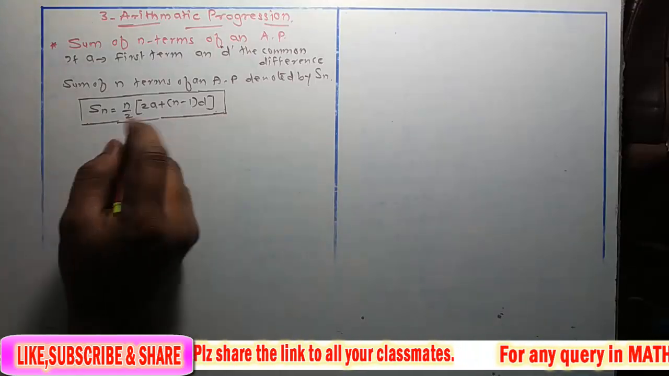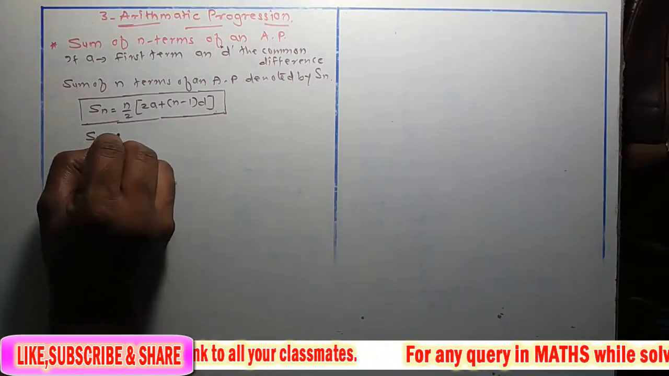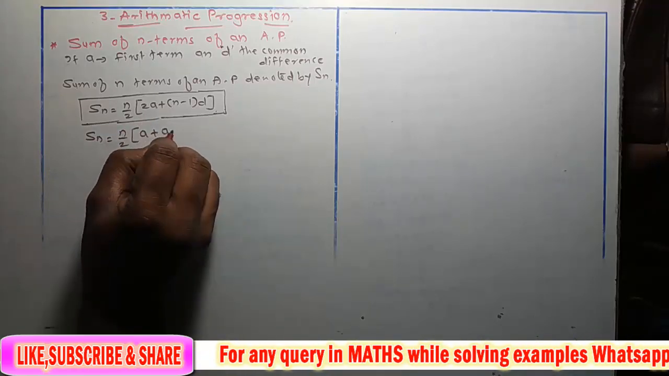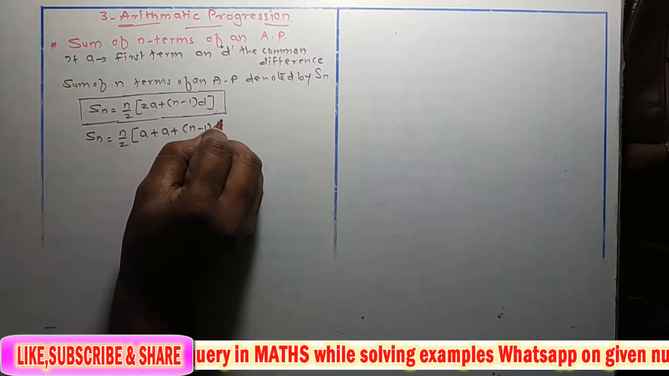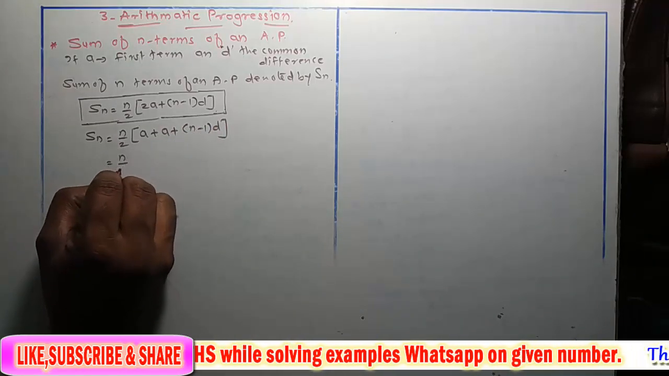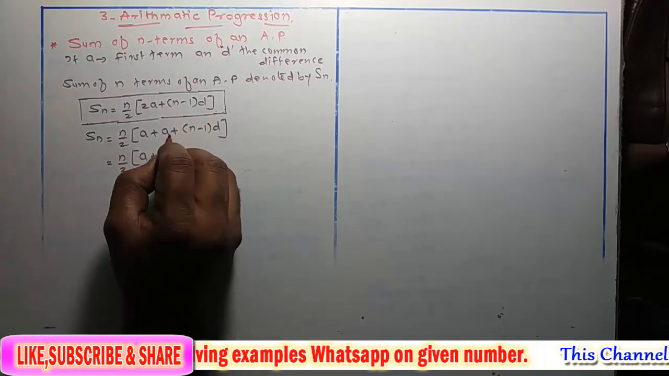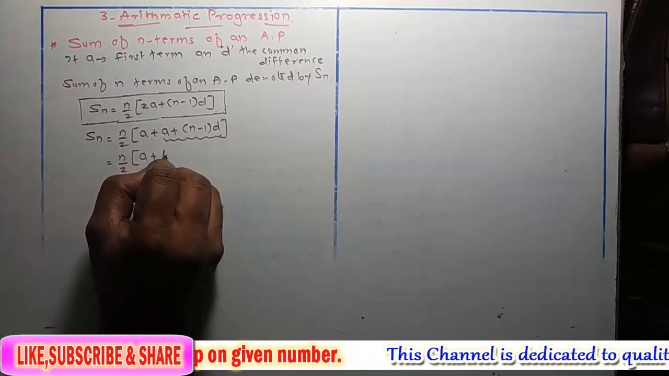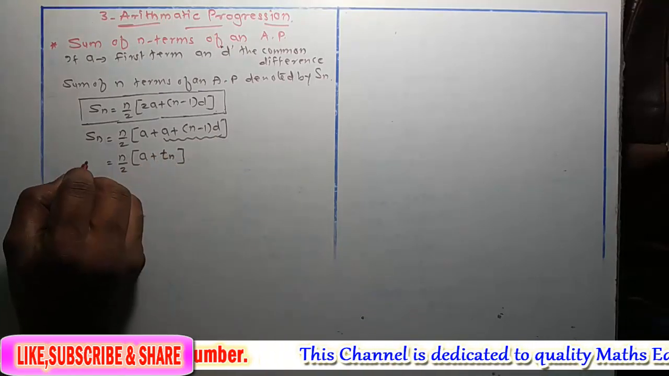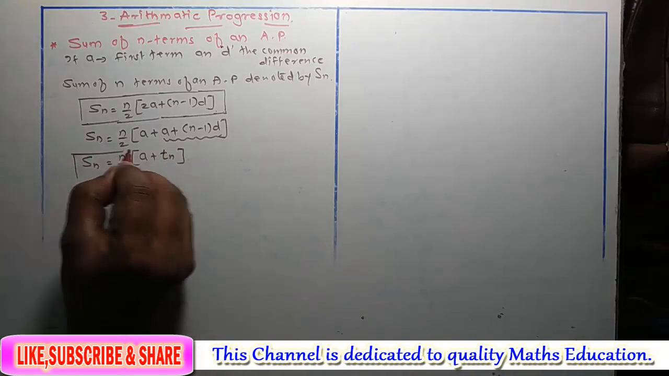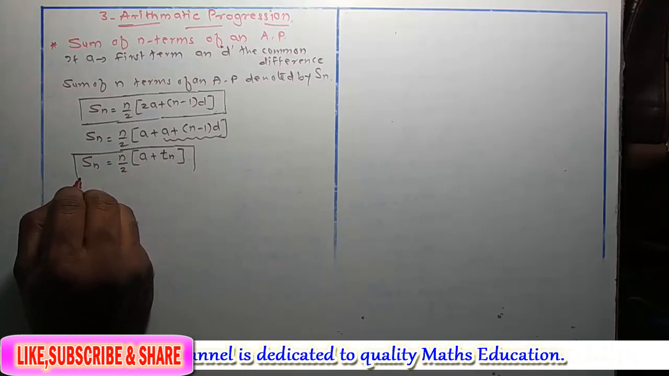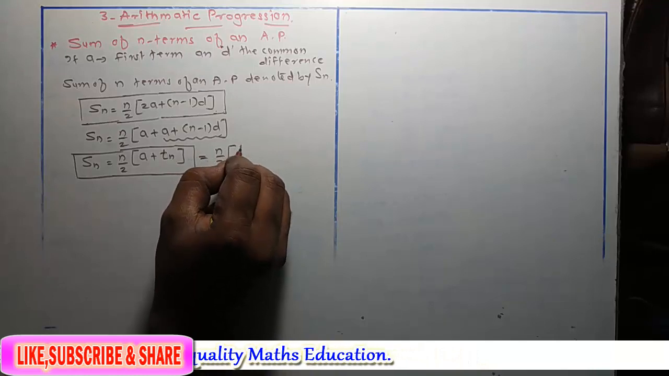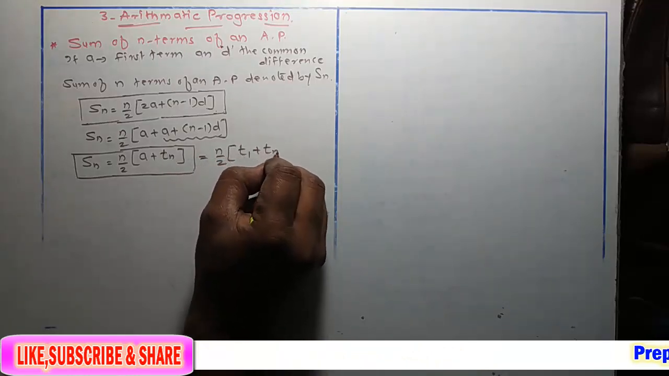Now we rewrite this formula as Sn is equal to n upon 2 into bracket 2a, which we can write as a plus a plus n minus 1 into d. Then you will get n upon 2 into bracket a plus, now what about this, a plus n minus 1 into d? This is nothing but tn. So this is the second formula: Sn is equal to n upon 2 into bracket a plus tn, or we can rewrite it as n upon 2 into bracket t1 plus tn, since a means t1.